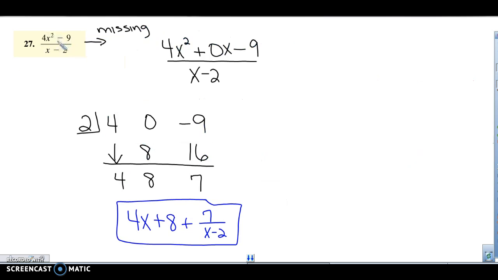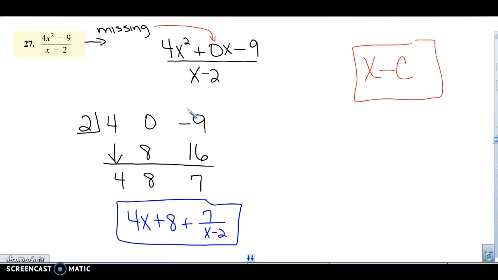All right, taking a look at this example, we have 4x squared minus 9. It's in order of powers, but there is a power missing. Notice that there is no term of x to the first power. So we put in a placeholder of 0x to the first power. The denominator is fine.